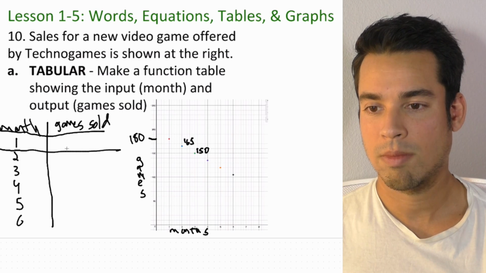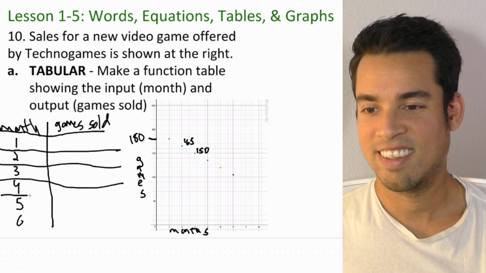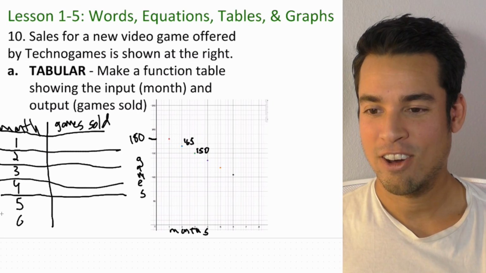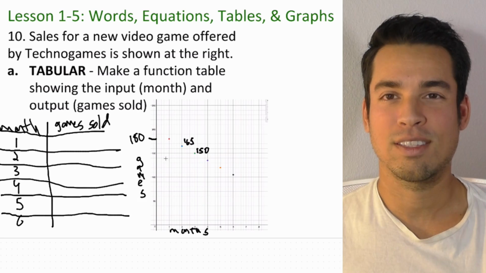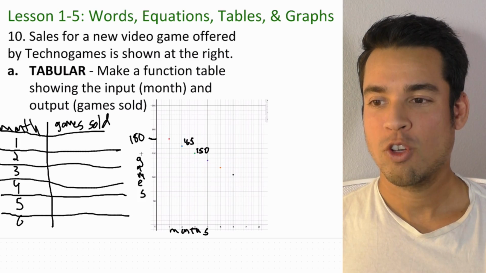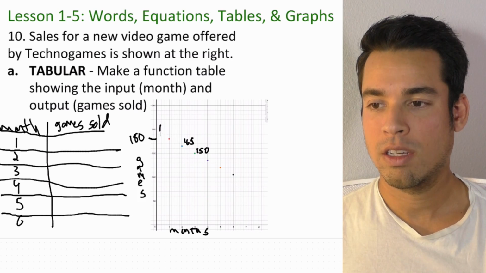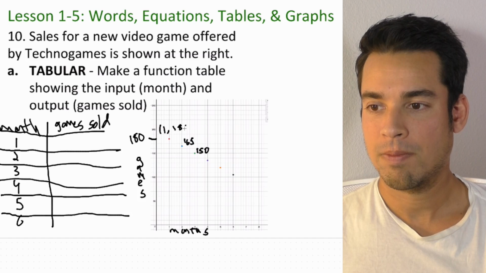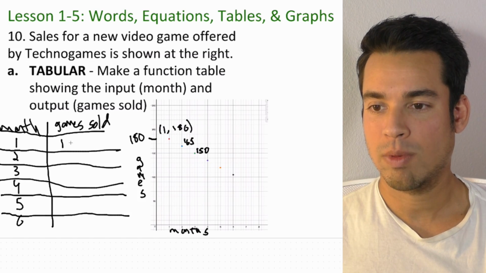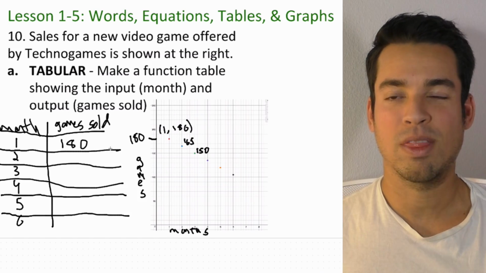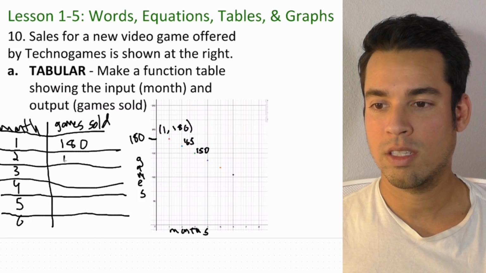You can even segment it off like this, make it a little clearer. Not the best line there. All right, so here we go, 5 and 6. Okay, now let's take a look. So at 1, I'm telling you this point right here, this is 180. So that means right here, we got 180 games sold at month 1. What about month 2? That's 165.